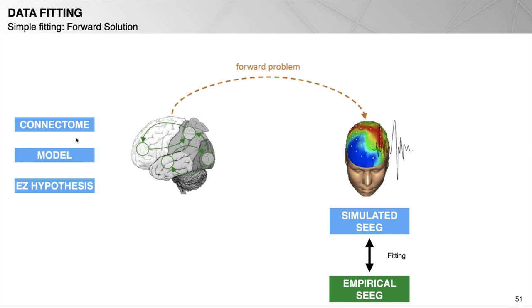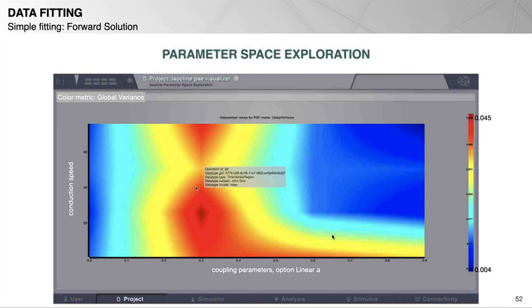So here we have our model: the connectome and our EZ hypothesis. We compute the forward solutions to compute the simulated SEEG, and then we fit it with our data. This exploration is done through a parameter space. So we change parameter values within a range, and we explore the simulation results.